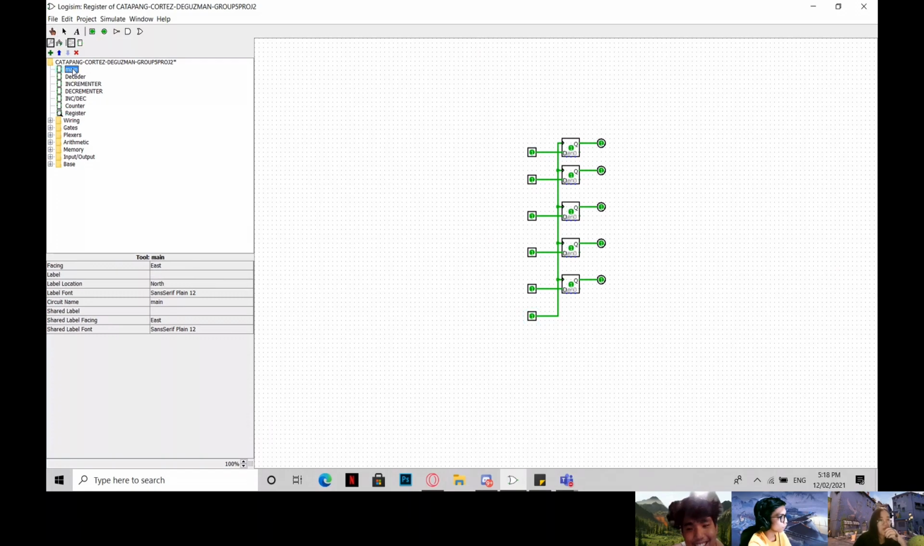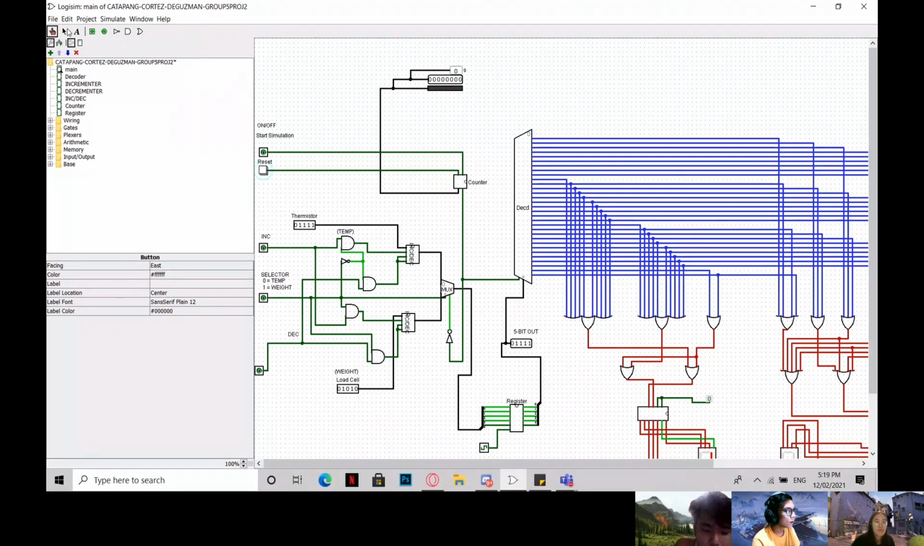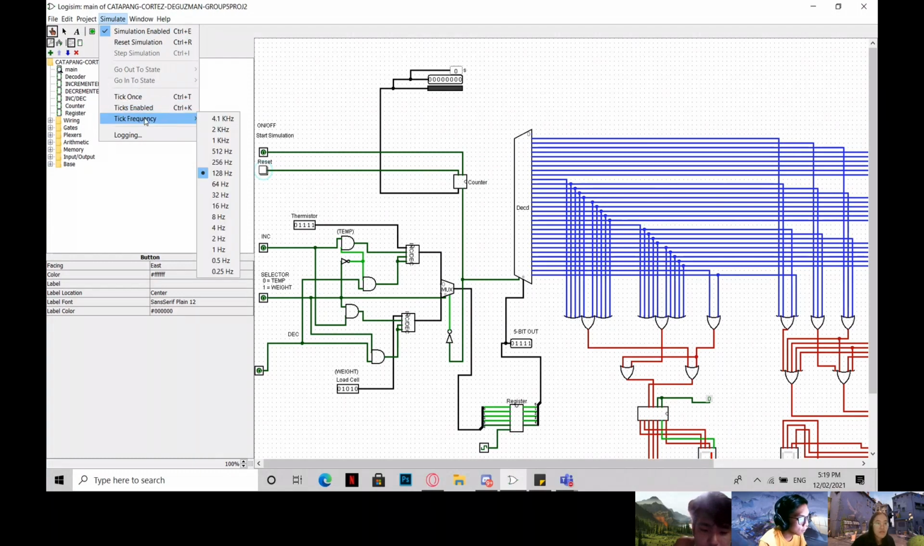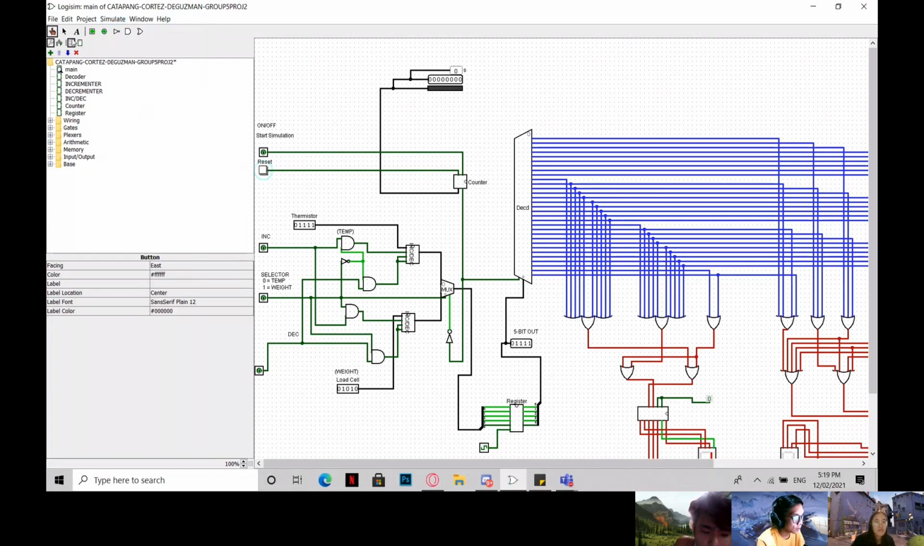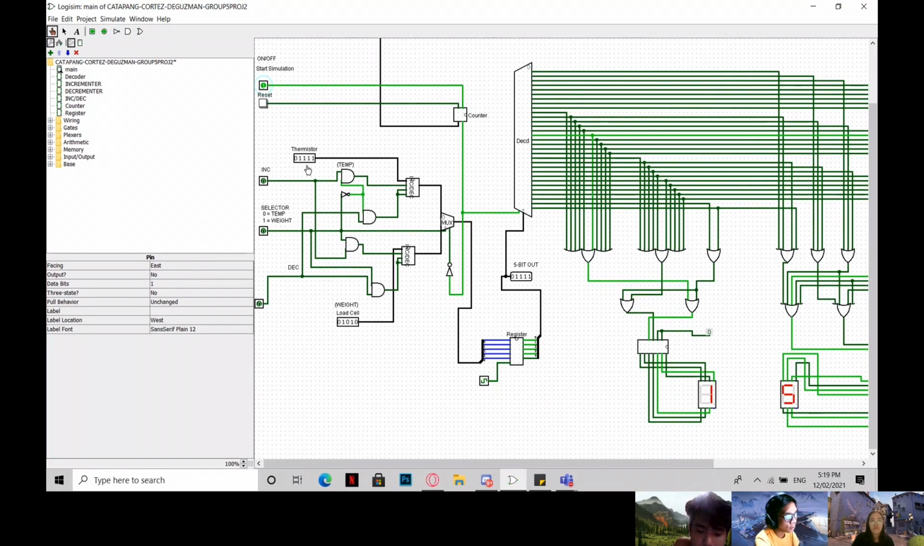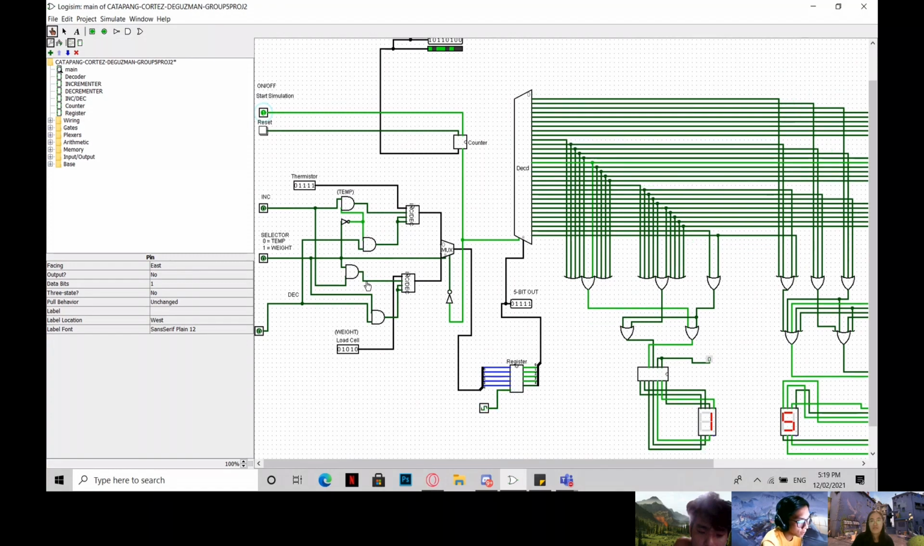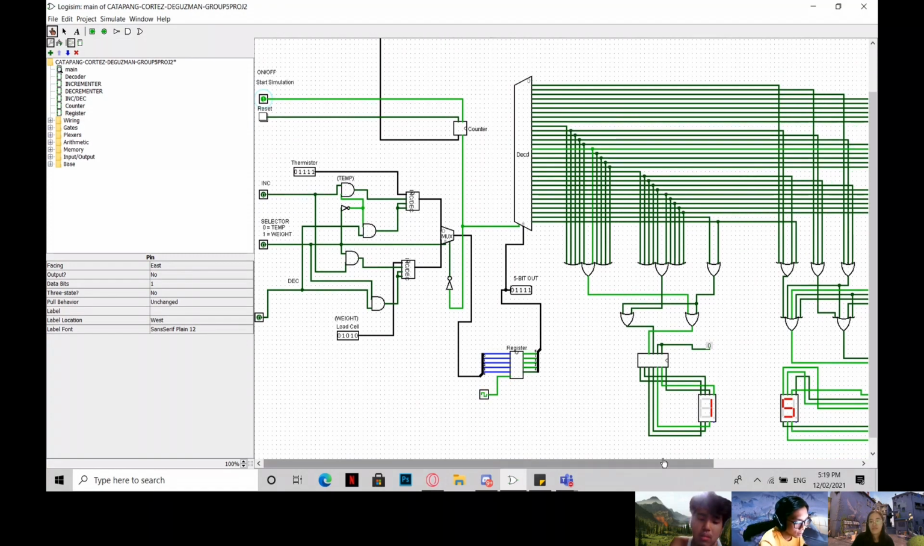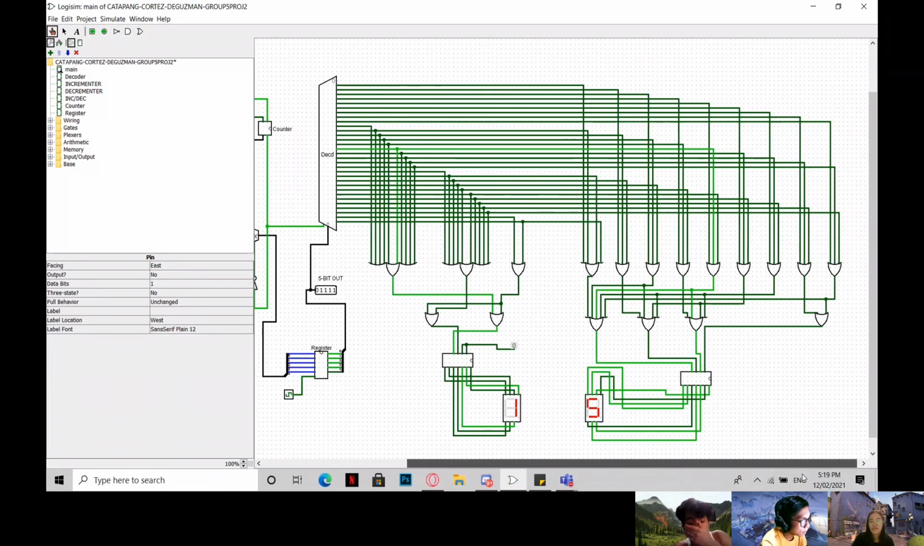So next, for the main circuit. For our main circuit, we are given this circuit, which is our project 1, and we only added the register and the counter. To start the circuit, we first go to the simulation. Then after 180 seconds, in our requirements, the display for the temperature is 15.